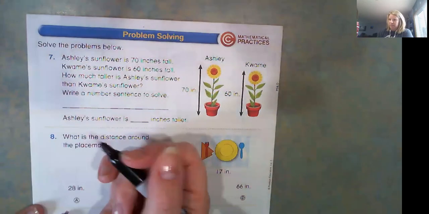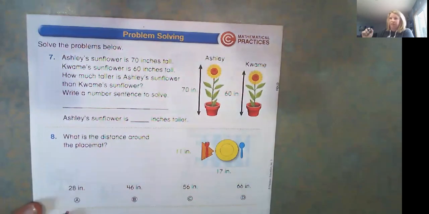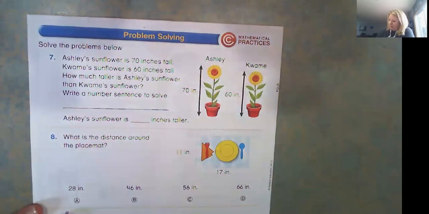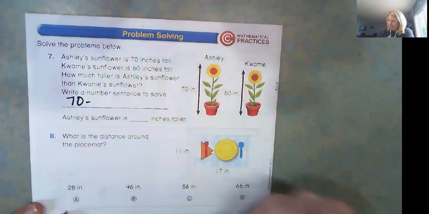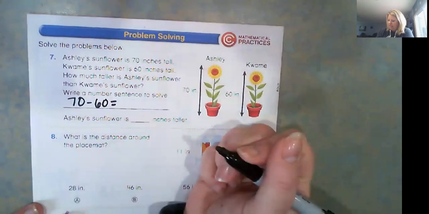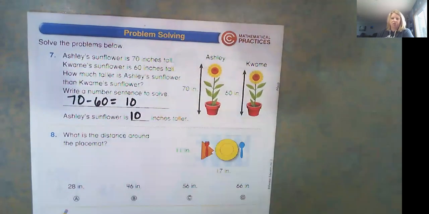So I have to write a number sentence. I'm going to get a point for doing that. Well, if it's on your homework, not this, of course. You guys don't have to submit these. People still are. You don't have to. You can, but I'm not grading it, okay? So the tall one is 70. That's the biggest number. It goes first. Minus 60. 70 minus 60 is 10. That flower is 10 inches taller.